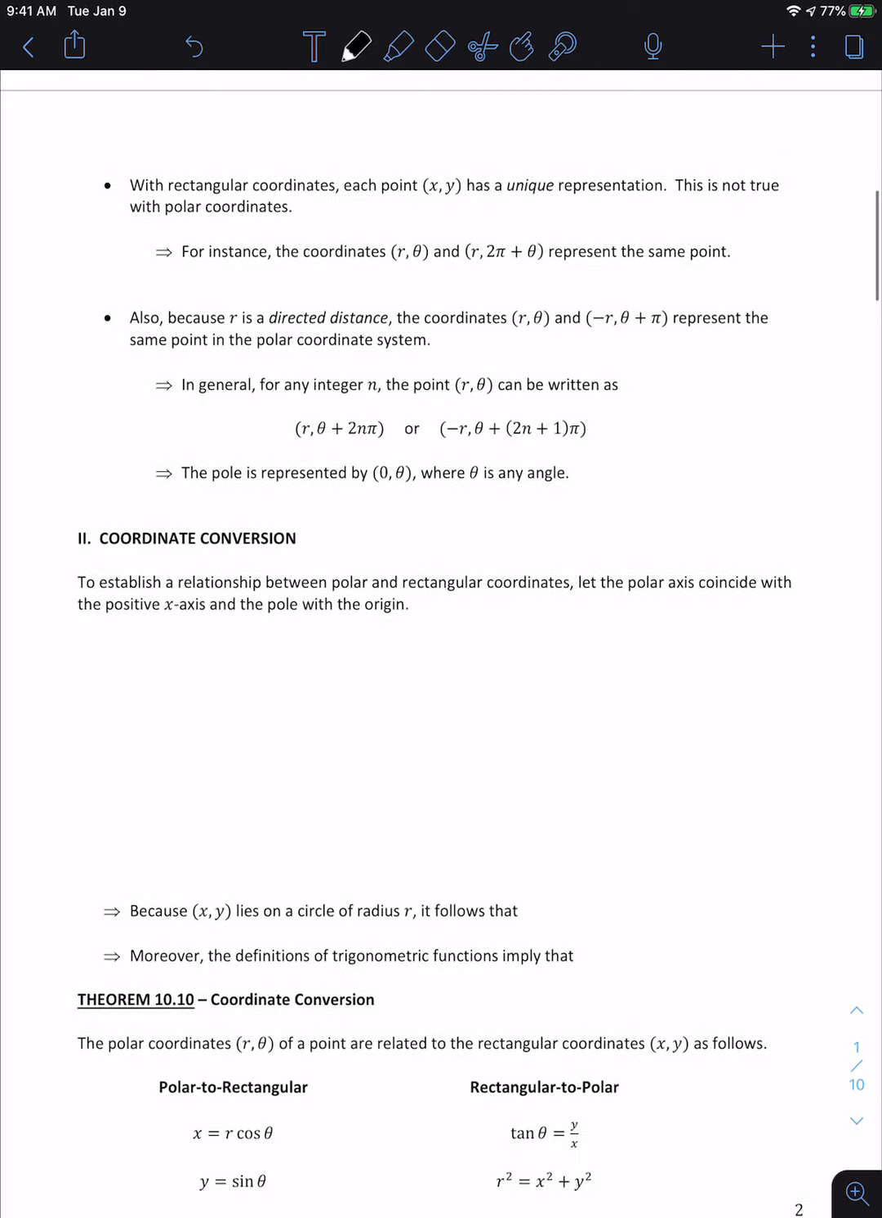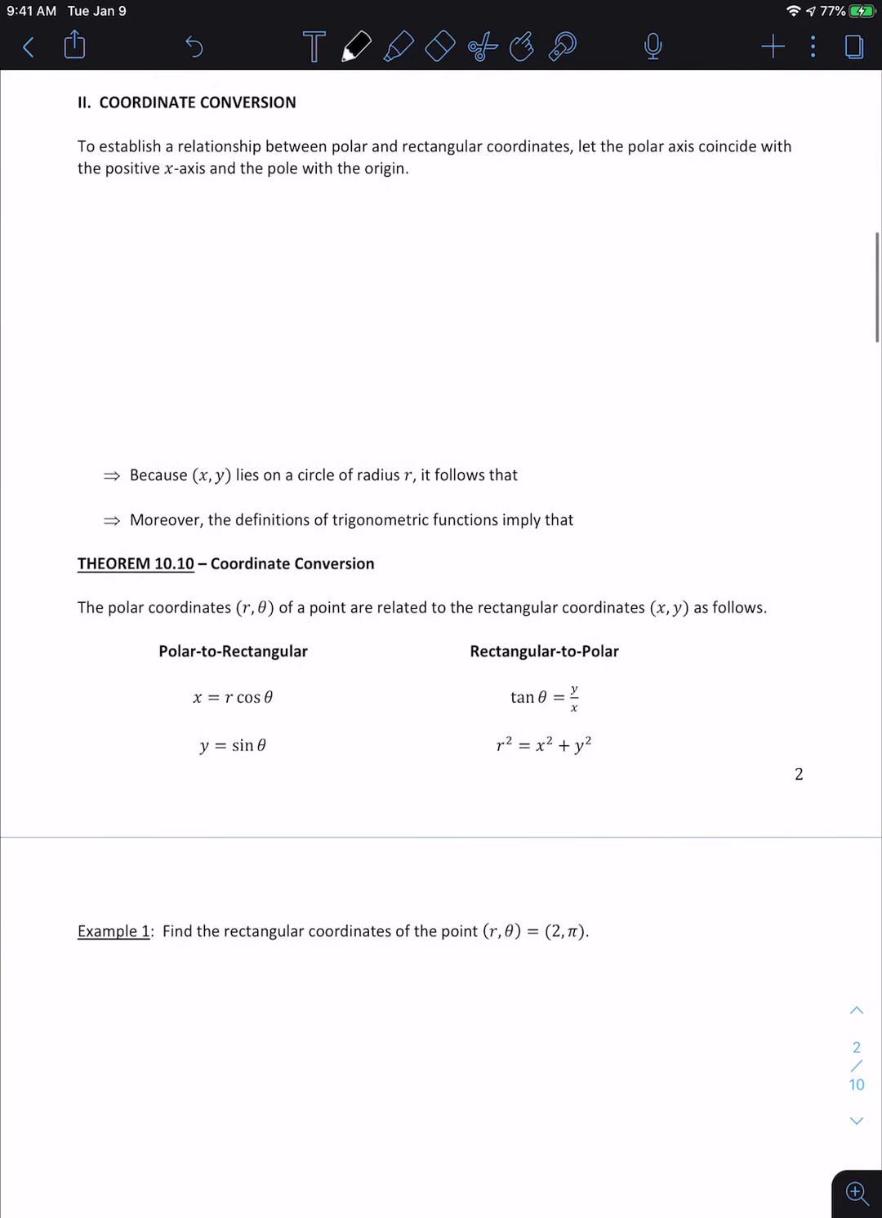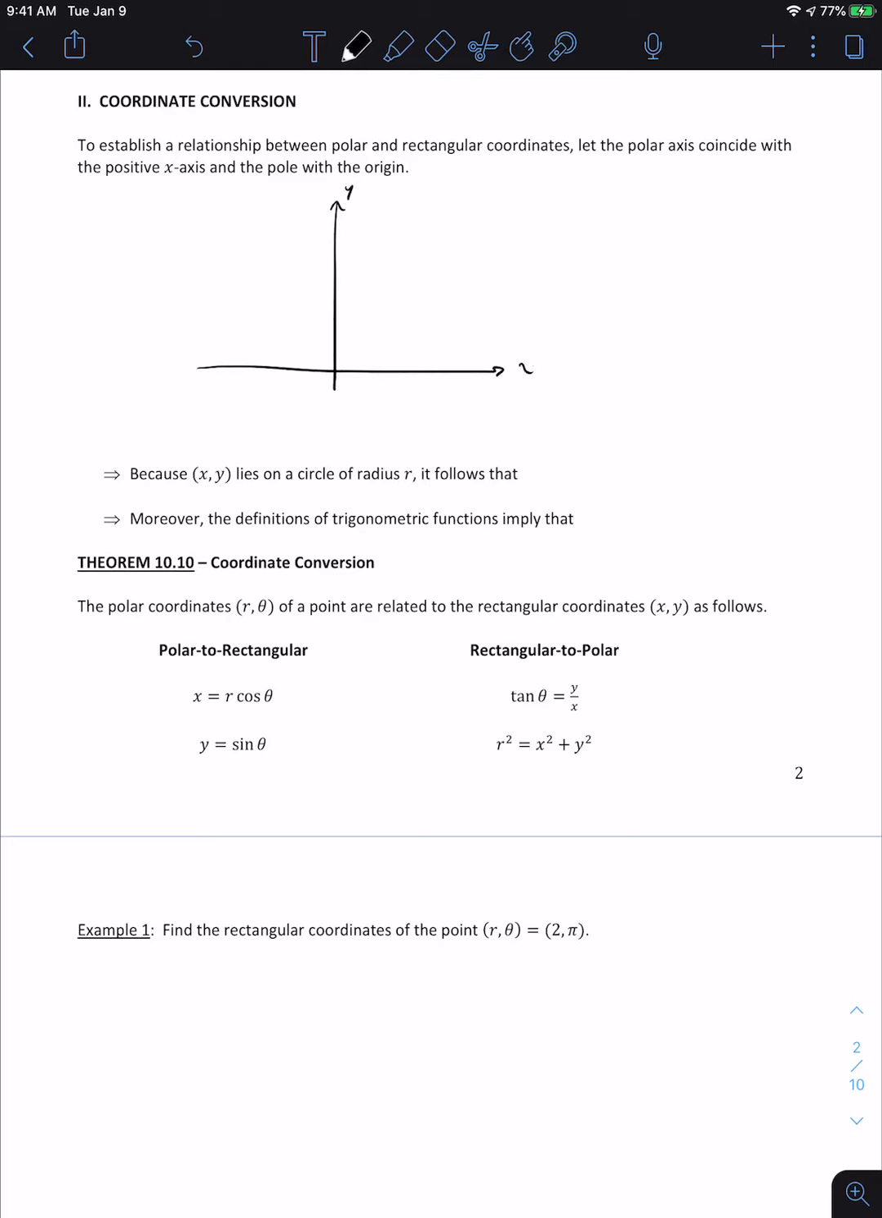Okay, so let's go on to coordinate conversion. So to establish a relationship between polar and rectangular coordinates, let's let the polar axis coincide with the positive x-axis and the pole with the origin, right? So oftentimes what we're going to be doing now is we're not going to just plot things in the rectangular coordinate system and then totally separately plot things in this random polar coordinate system. They actually coincide. And the way we're going to do that is we're going to say, okay, say this is the rectangular coordinate system, right? This is y and this is x.